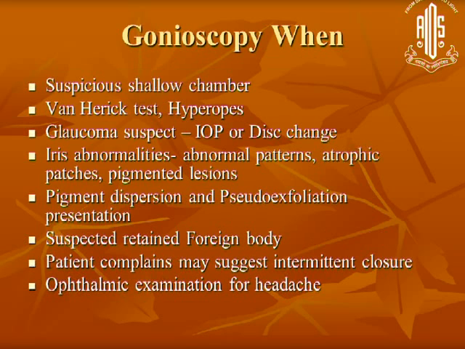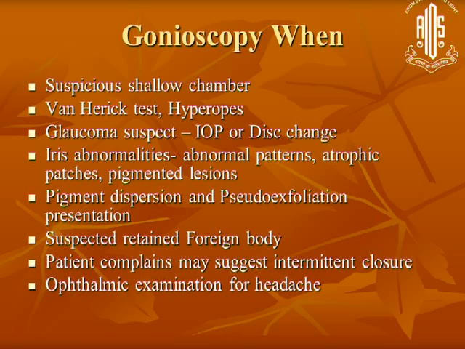So when are you going to do a gonioscopy as a procedure when you examine the patient? First is when you see a patient with a suspiciously shallow angle, you can do the Van Herick test. Then basically in hyperopes, you can put the beam on the side and see the peripheral angle and the thickness of the cornea on the optical section which Dr. Nayak showed us, and see if it is less than 1/4, then that means the Van Herick is positive.